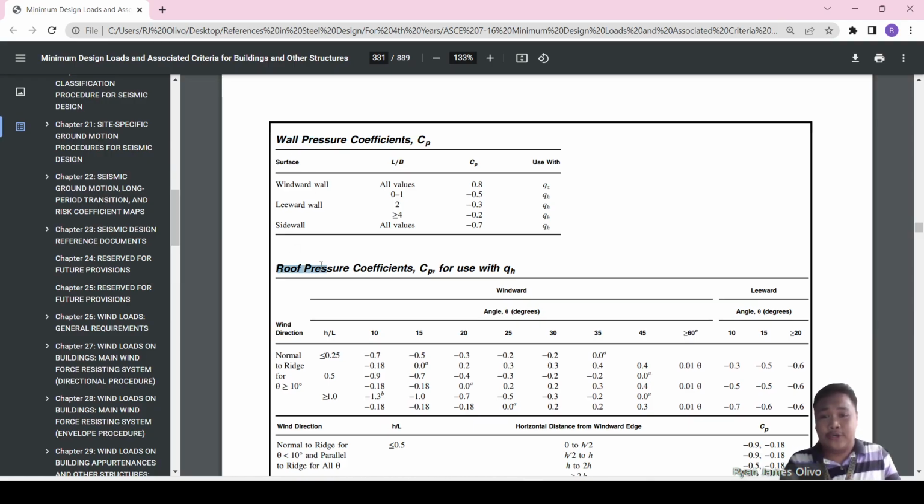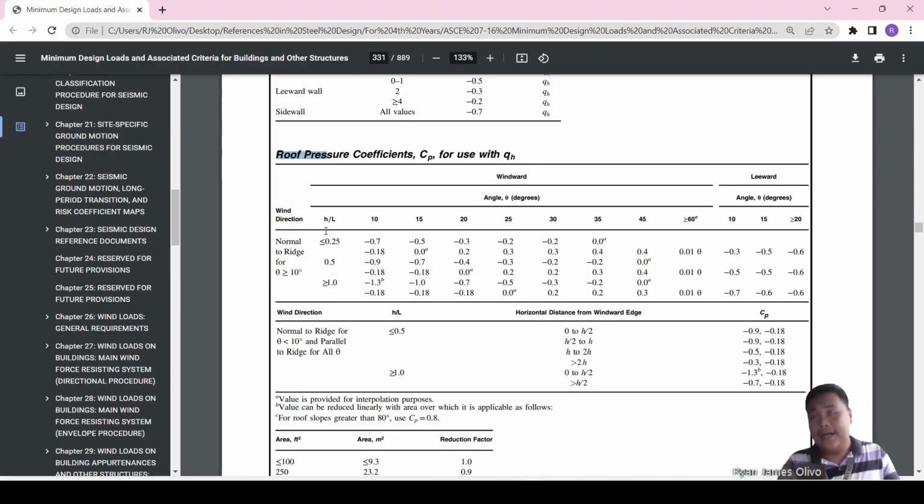But in roof pressure, we have two tables. The first table is for normal to the ridge, where our theta, or our angle, is greater than 10 degrees, meaning our roof is not flat. Our roof has slope or pitch. So theta is 10 degrees. This is what we will use in normal to the ridge.